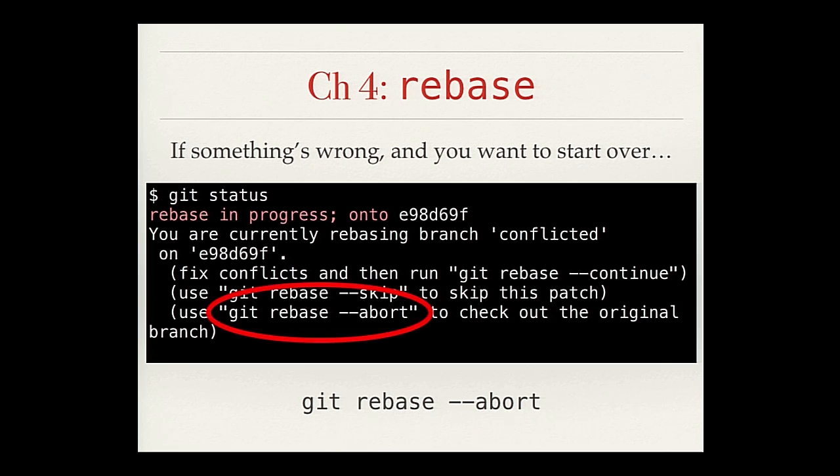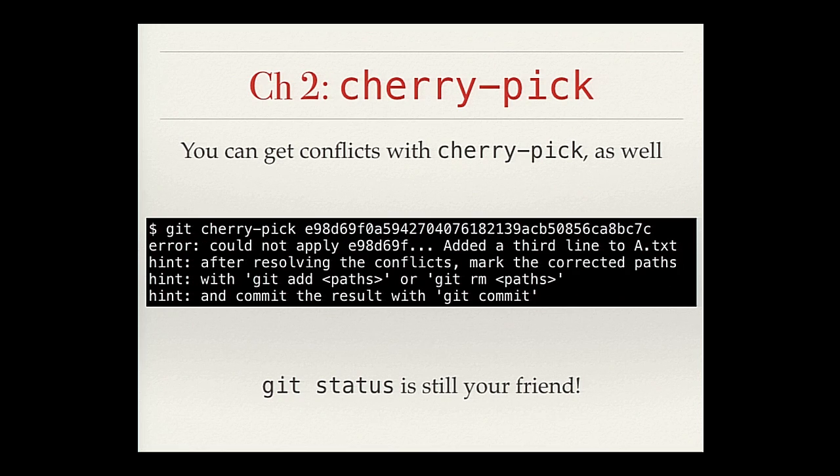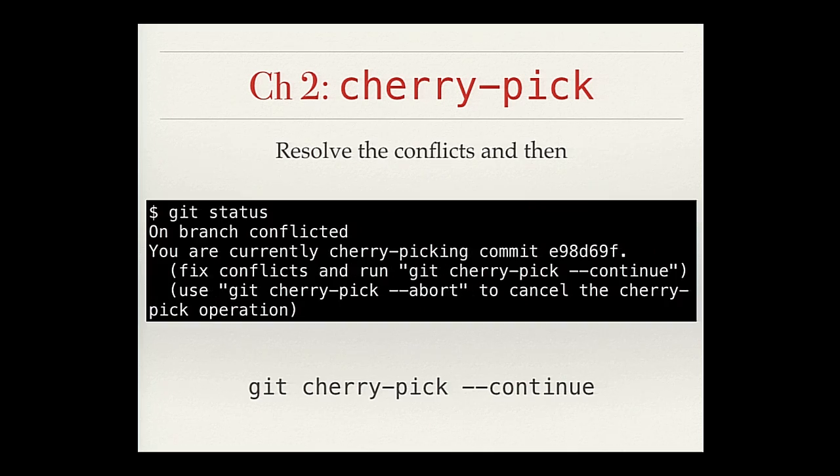And it'll put you right back where you started. No worries, everything's fine again, and you can retry the rebase later if you want to. And you can also get conflicts when you're doing a cherry pick. So you'll get a message like this, and again, git status is your friend.